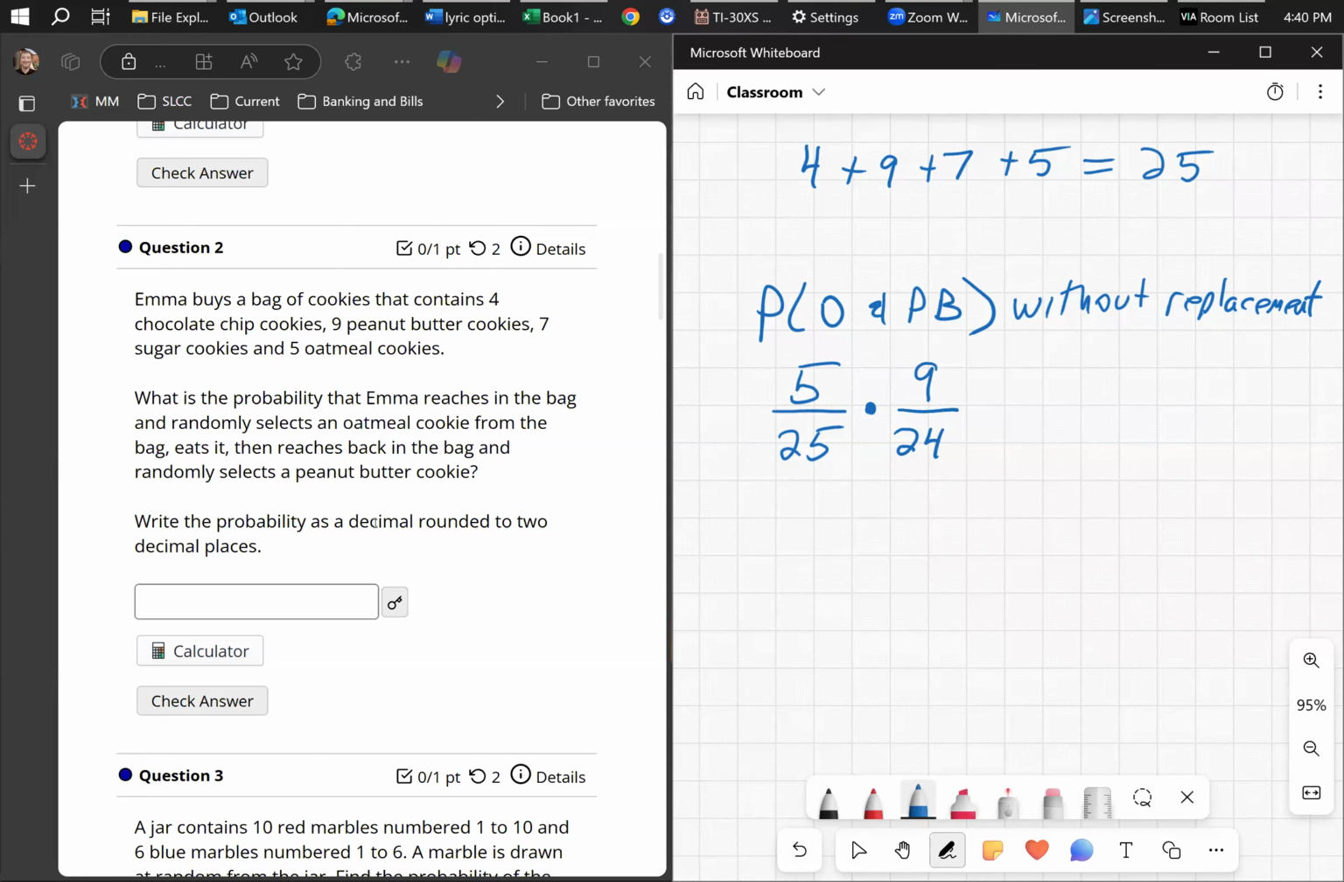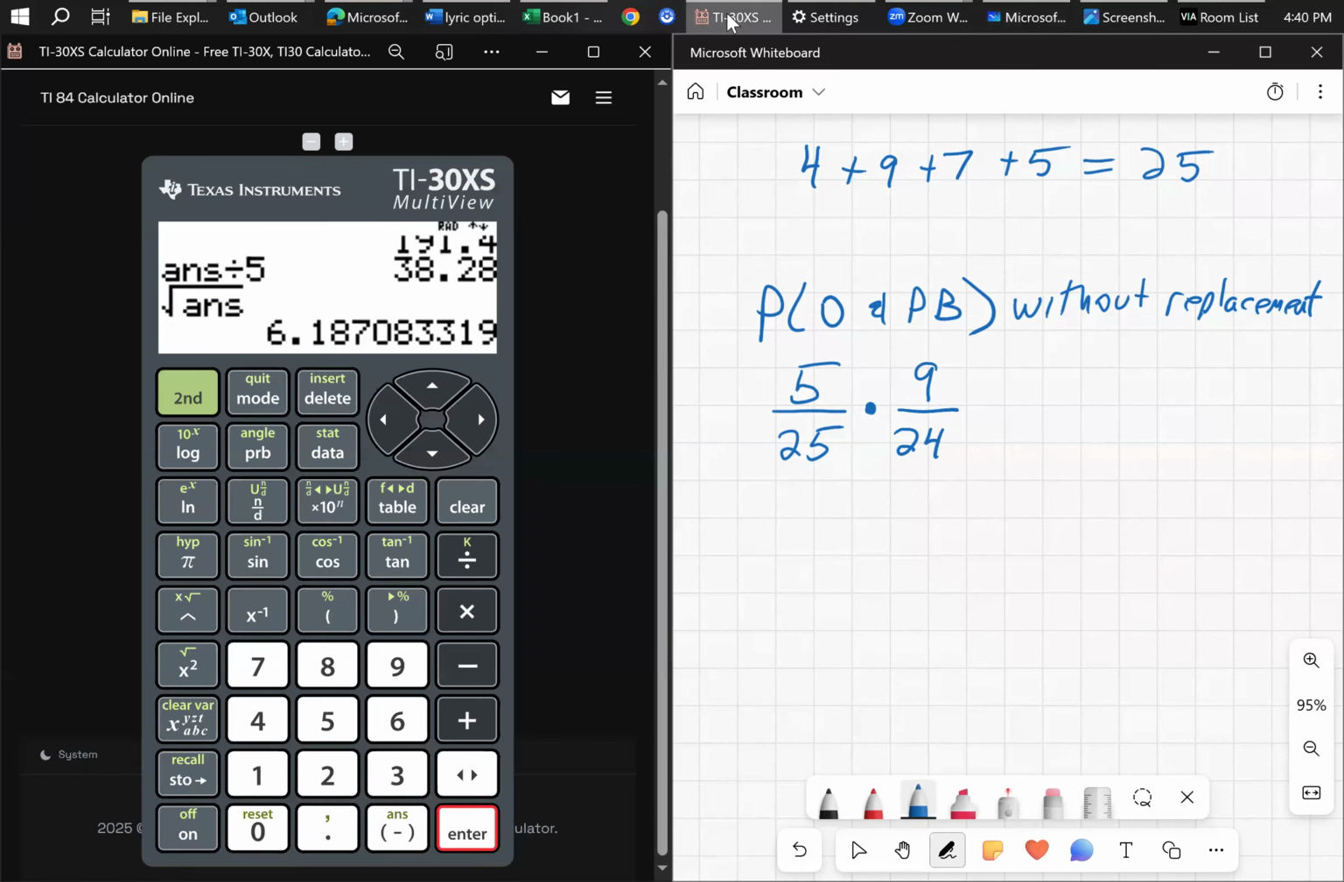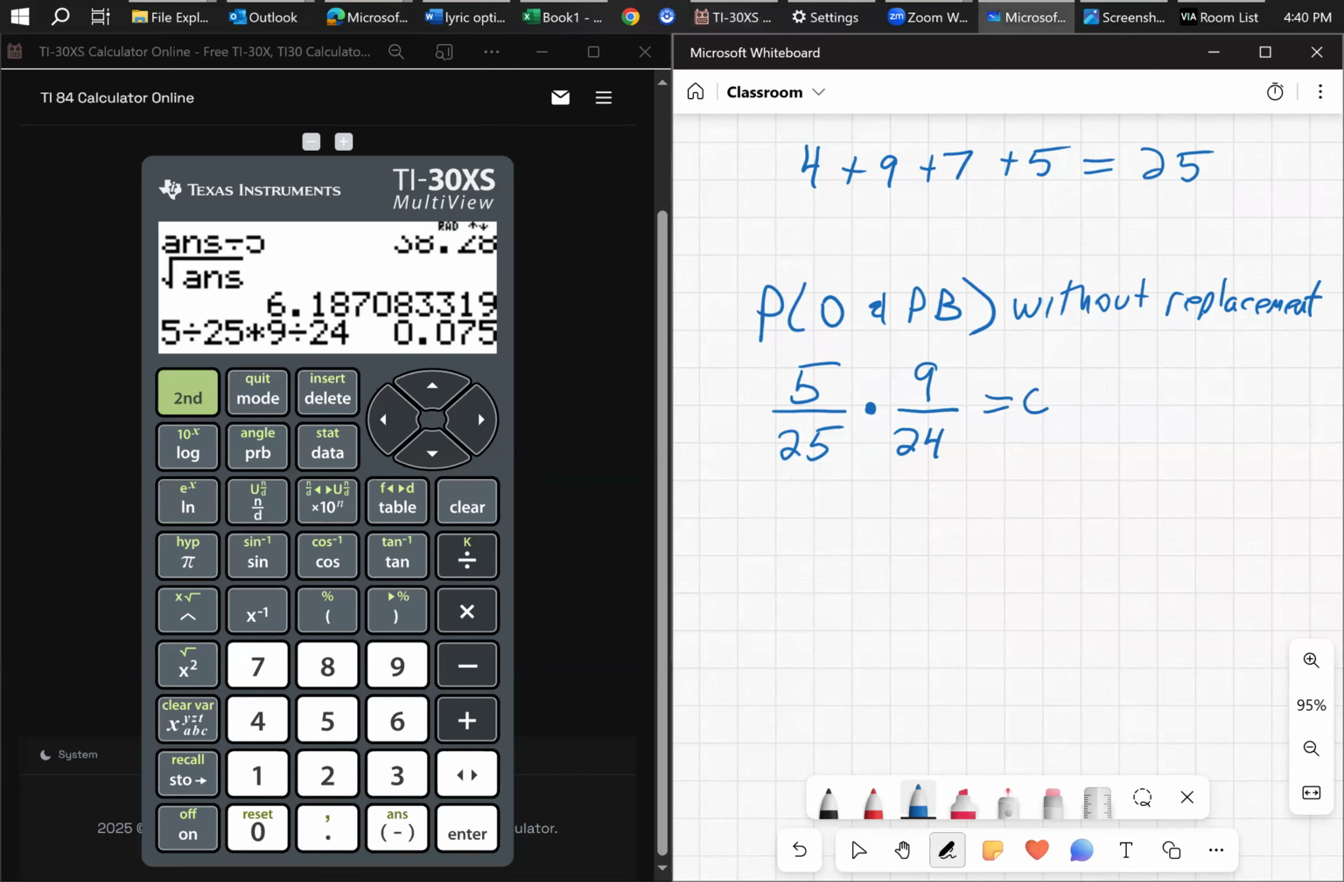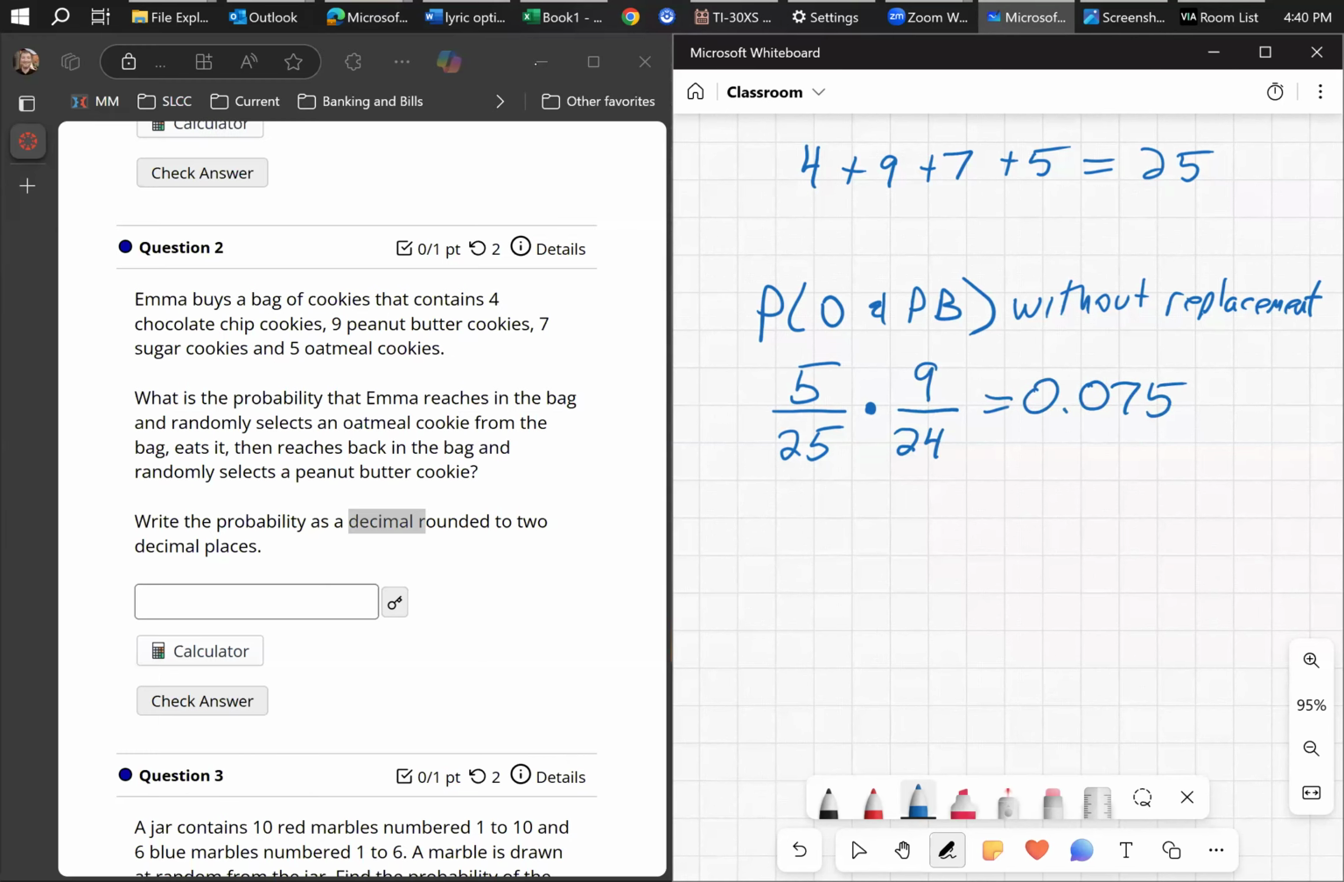Now let's take a look. They want a decimal, so we can create this with our calculator without having to simplify the fractions. 0.075. There's no rounding. That's the exact answer. If they want 2 decimal places, 0.08 would be the rounded answer.